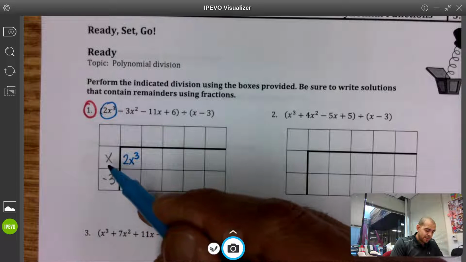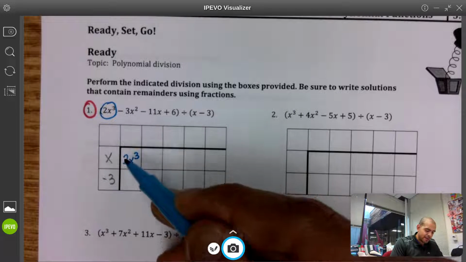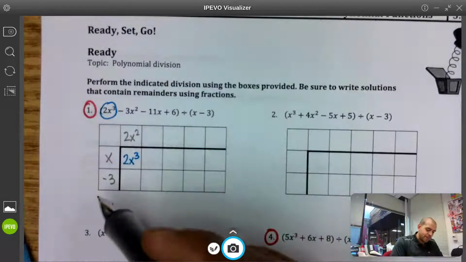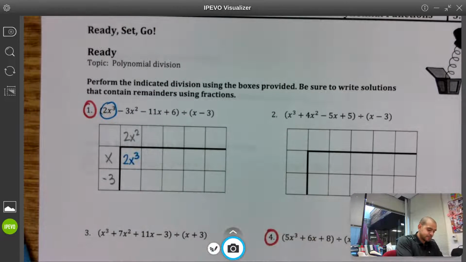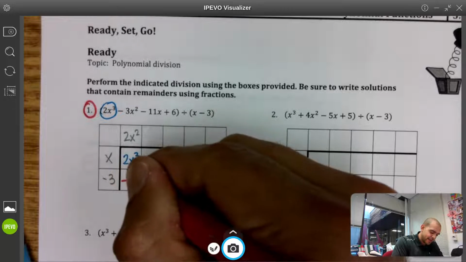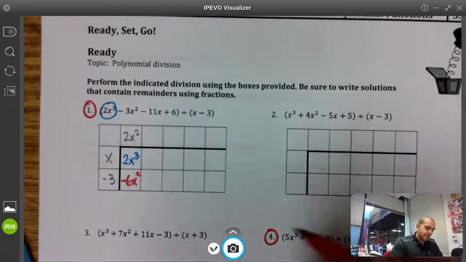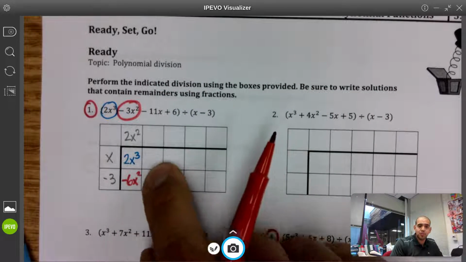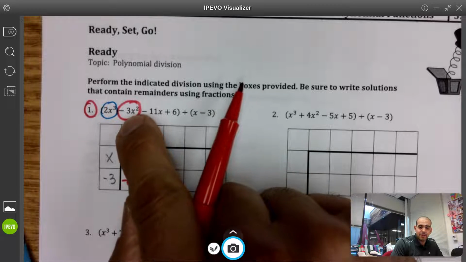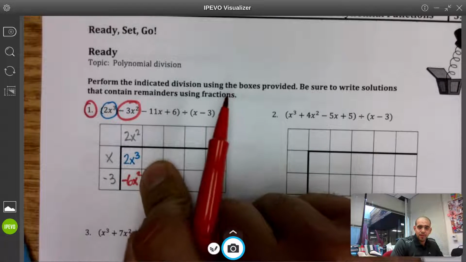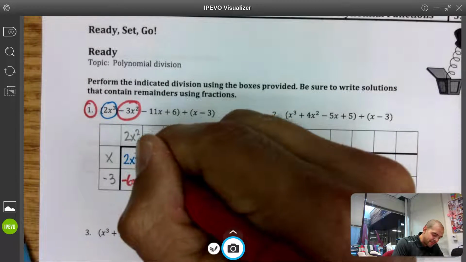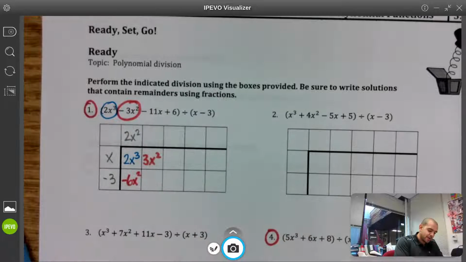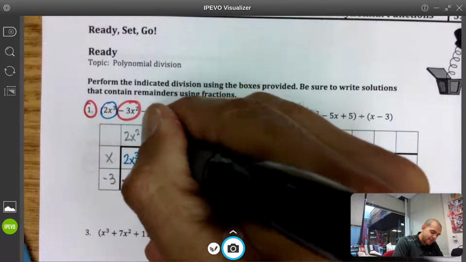Now, what can I multiply x by over here to get 2x to the third? And that would be 2x squared. And then -3 times 2x will get you -6x squared. Now I'm going to look at this term. Now you got to ask yourself, -6x squared plus what will get you that? So that is a positive 3x squared. X times what will get you 3x squared? And that is a 3x.